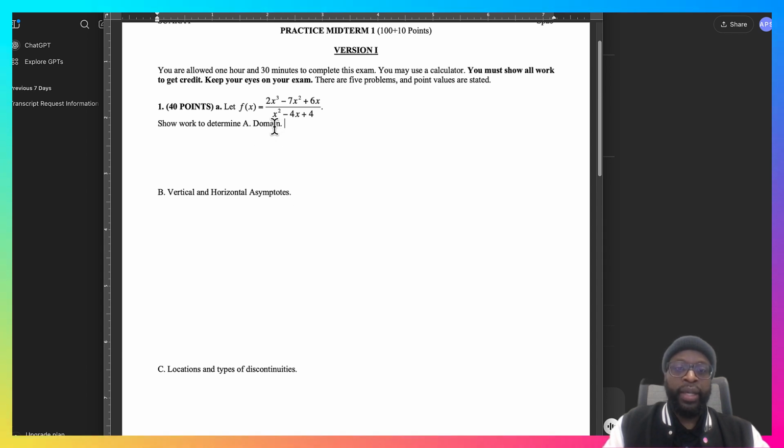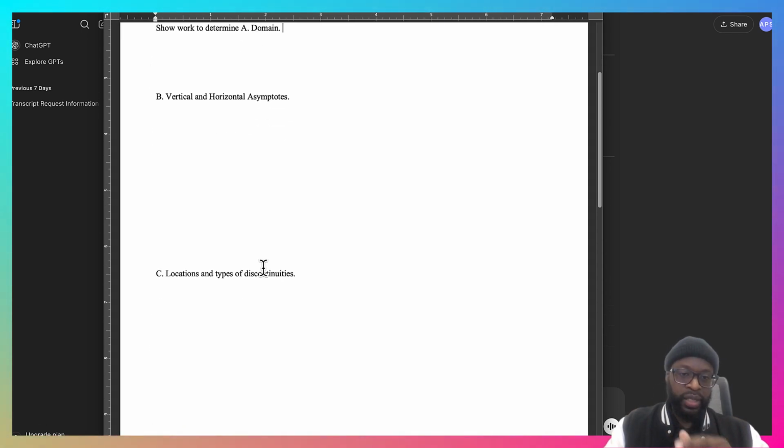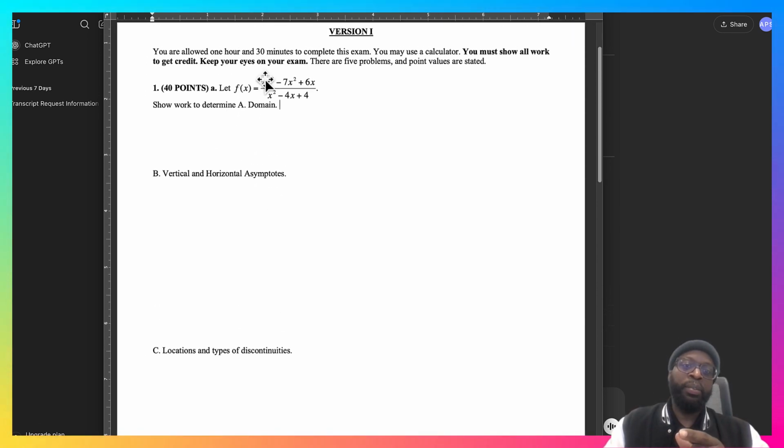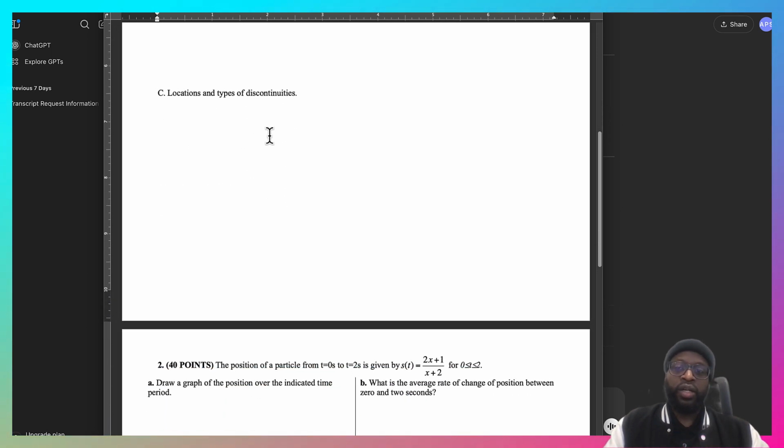Okay, domain: set the denominator equal to 0, see where that gap is. Vertical asymptotes: identify where the denominator is 0 and the numerator is not 0, after it's fully factored. And then horizontal asymptotes is the limit as x goes to infinity. Discontinuity can only happen in the places where there's gaps in the domain. So I hope that makes sense.